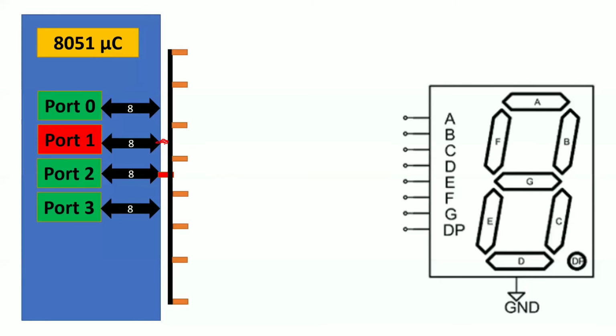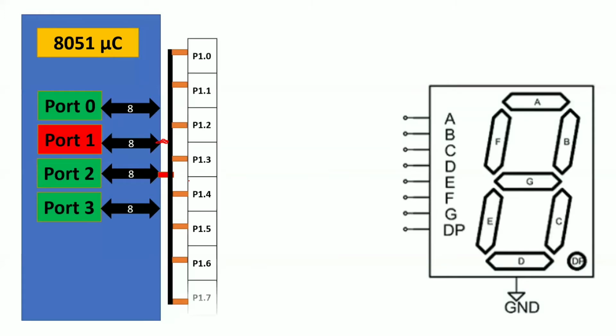For this port 1, we can see there are 8 pins connected to your port 1. Whenever you want to access this port 1, you need to access it through a register. Each and every port consists of one register, and with that register only you can access the port. In order to access port 1, what is the register I need to use? Port 1 register.